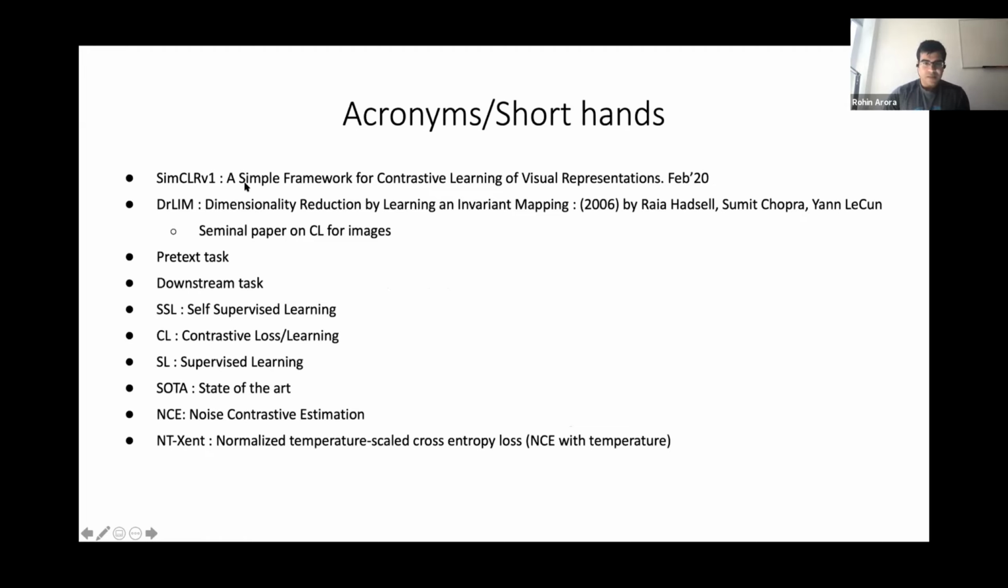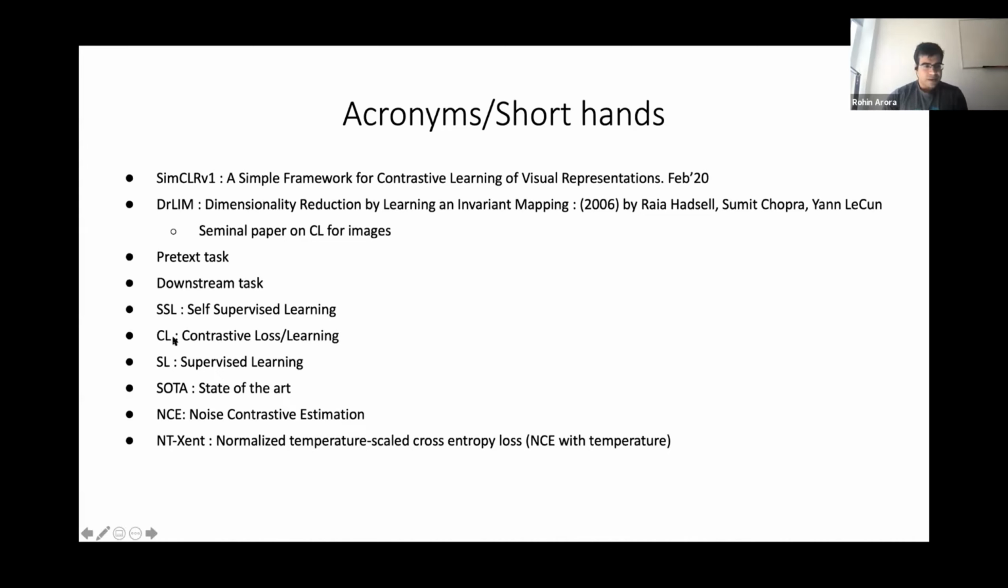SimCLR V1 is the name of this paper. DRLIM is one of the seminal papers on contrastive learning for self-supervised learning. It was by Raia Hadsell, Sumit Chopra, and Yann LeCun in 2006. It is the one that started contrastive learning with images. Pretext task is something which Sayed already explained. It is like a toy experiment that we make the neural network play so that it can learn some interesting latent space representations. Downstream task is the one that you really care about. You can think of it as transfer learning, but in the context of self-supervised learning.